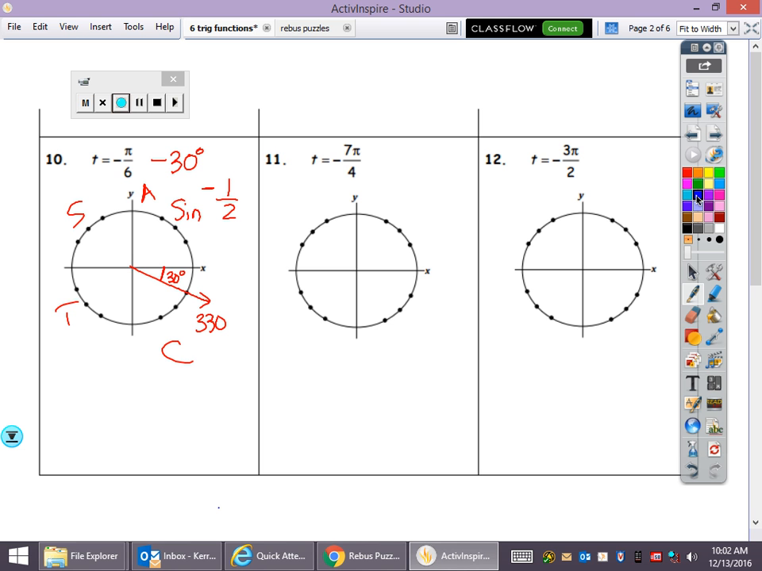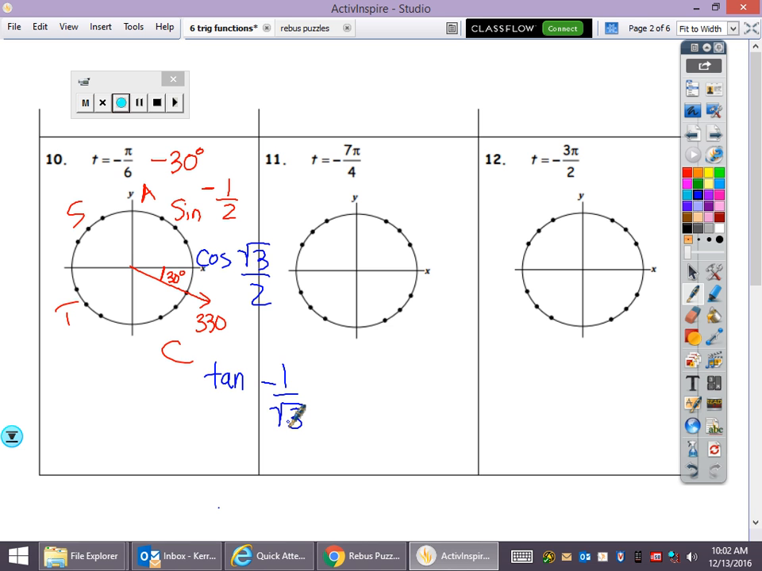Only cosine is positive. Okay, cosine is the pinky side. How many fingers? Square root of 3 over 2. Cosine is x. The x-axis is positive here. Okay? And tangent, because the denominators match, it doesn't matter. It's sine over cosine, so it's negative 1 over the square root of 3.